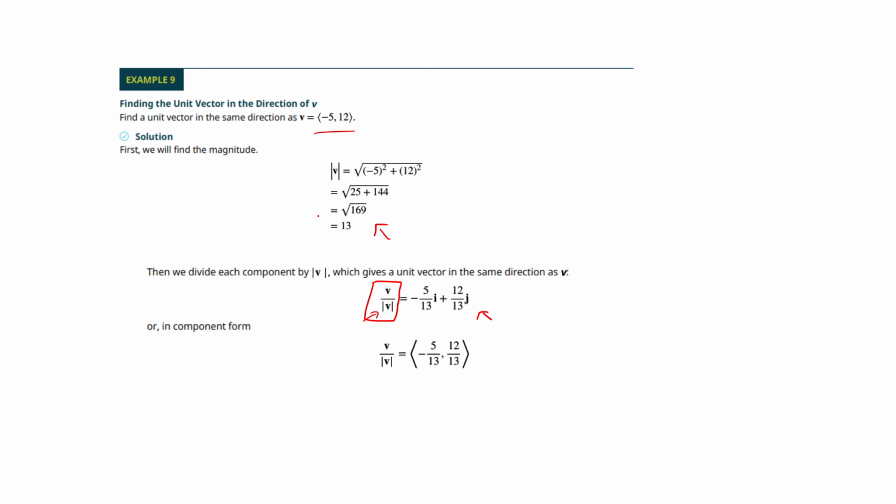So let's try that here. All I'm doing is finding that magnitude. It's 13. I'm going to take that original vector and divide it all by 13. So it's like multiplying by the reciprocal, 1/13. Isn't that division? It's the same thing. So I would just distribute it to each of the individual pieces. And that's how I'm getting negative 5 over 13 and 12 over 13.